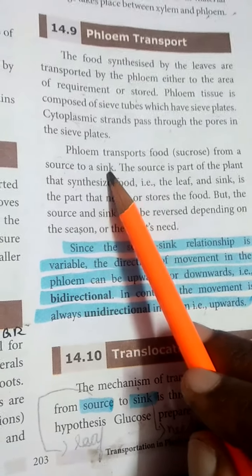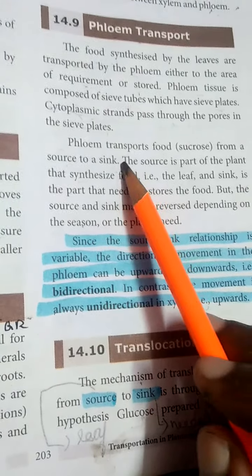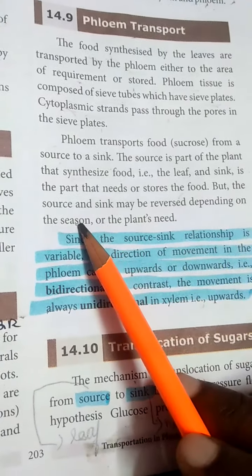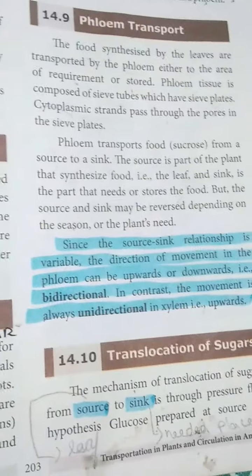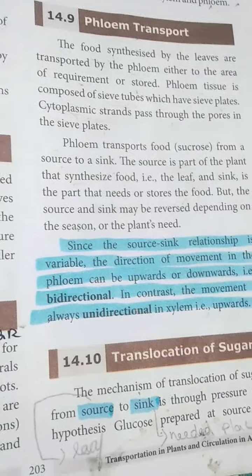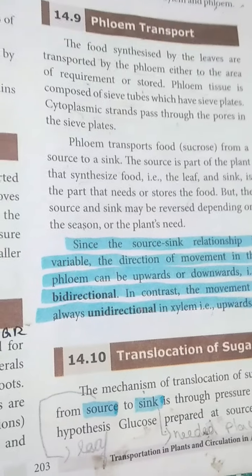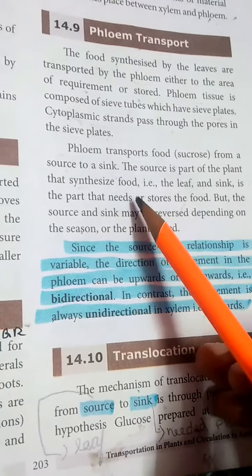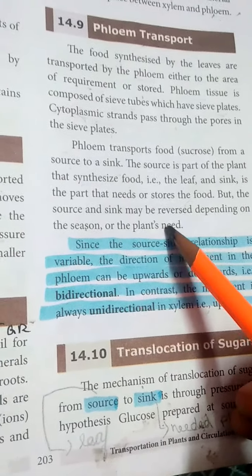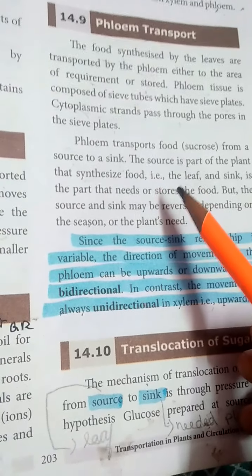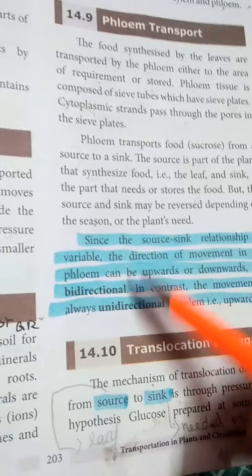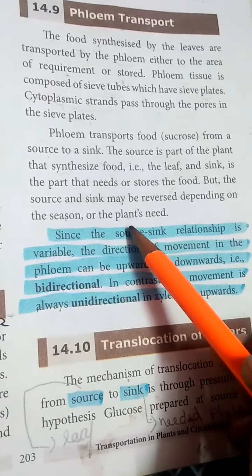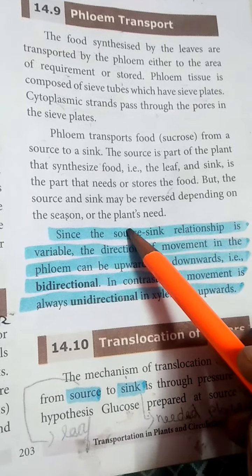So the sink is the part of the plant which requires the food or where the food is going to be stored. But the source and the sink may be reversed depending on the season or the plant's need. Sometimes when the rate of photosynthesis decreases, the food preparation also reduces. To compensate for that, the stored food is used by the plant. So here the reversal takes place, and the transportation of food takes place from sink to source.